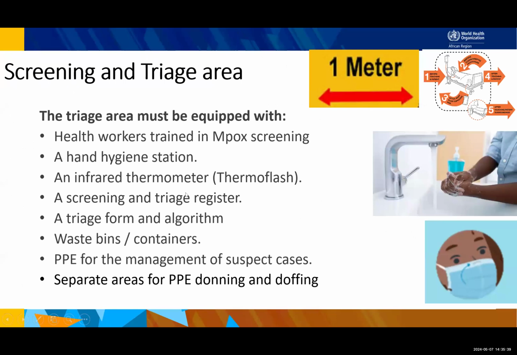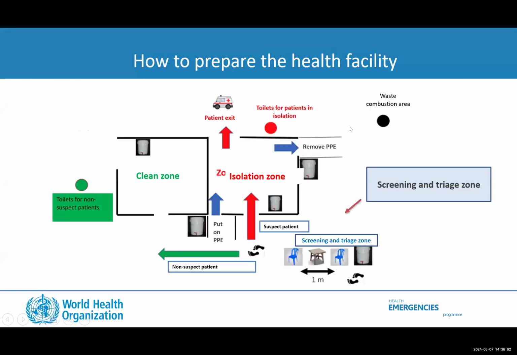So the screening and triage area needs to be equipped. Some of the things they need to have: hand hygiene station, an infrared thermometer, a screening and a triage register. First of all, a screening tool, a triage register, and an algorithm so that they know what they should do with the mild, moderate, and severe cases. So case management will take that up. Waste bins, appropriate PPEs, and an area for donning and doffing. So this is an example.